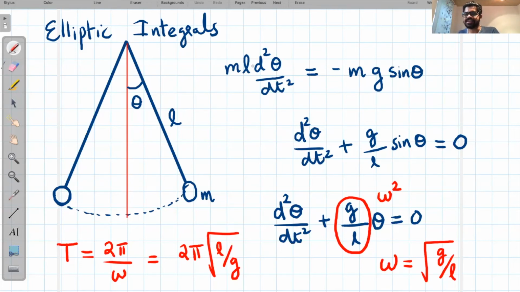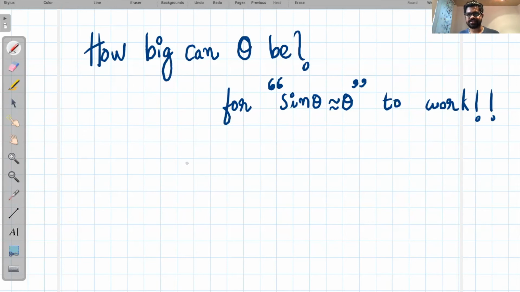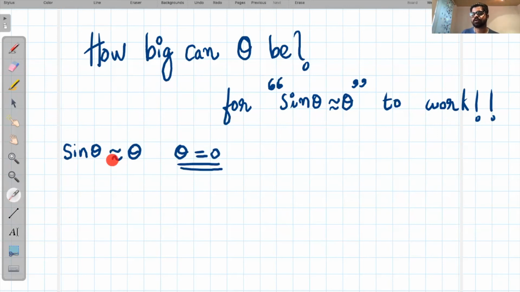let me ask this interesting question. How big can theta be for the sine theta is equal to theta approximation to work? Have you ever thought of this question? I know that sine theta is approximately equal to theta is an equality only when theta is equal to 0. This approximation sign becomes an equality when theta is equal to 0. So how big can theta be? 1 degree or 2 degrees or say 5 degrees?